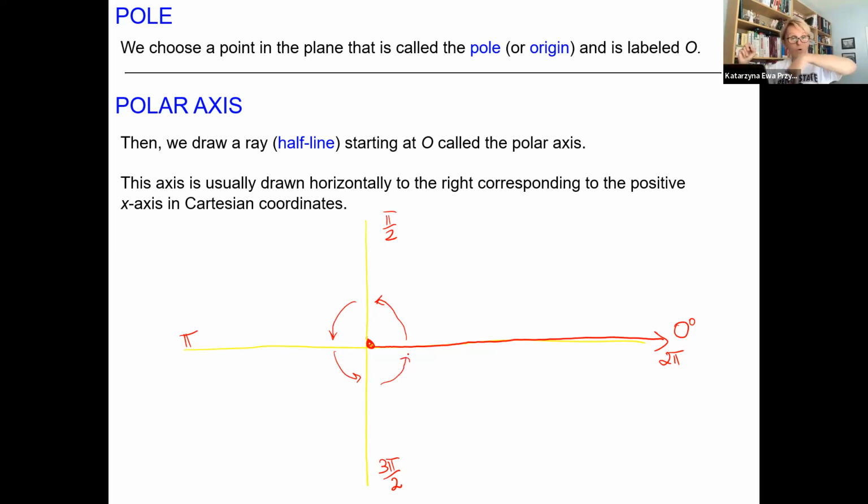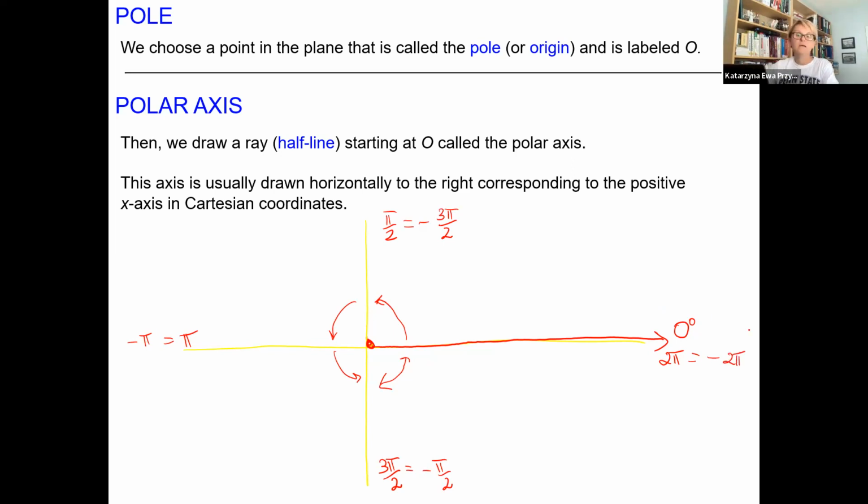If we go clockwise, the angle will be negative. That means going this way, I can say this is negative pi over 2. Again, I can say this is equivalent to negative pi. This is equivalent to negative 3 pi over 2. And yeah, that could be everything.